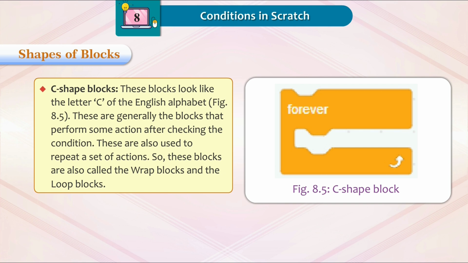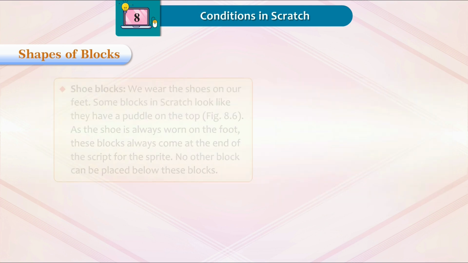C-shaped blocks. These blocks look like the letter C of the English alphabet. Refer to figure 8.5. These are generally the blocks that perform some action after checking the condition. These are also used to repeat a set of actions. So, these blocks are also called the wrap blocks and the loop blocks.